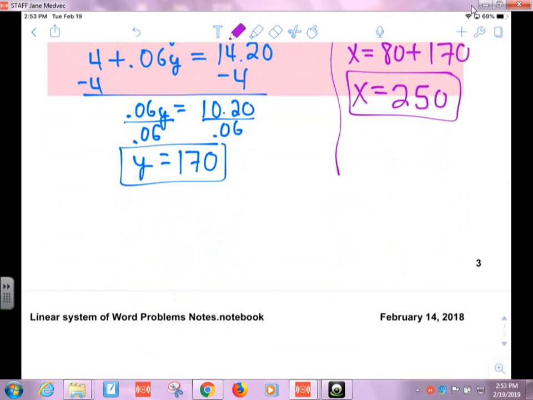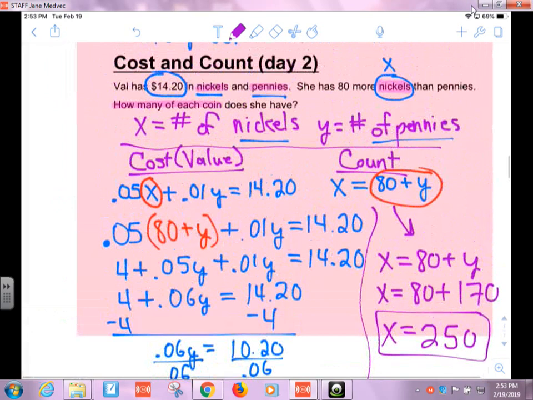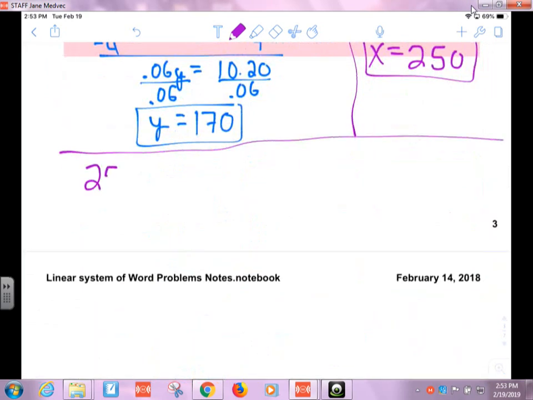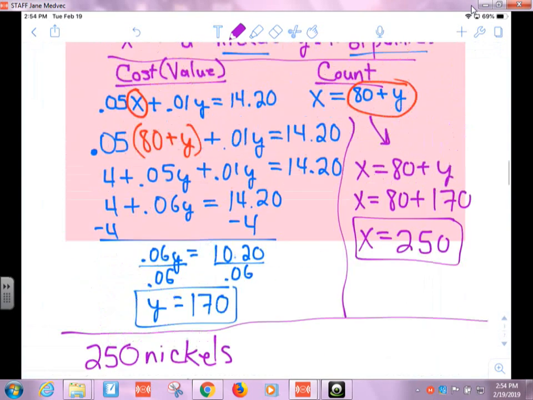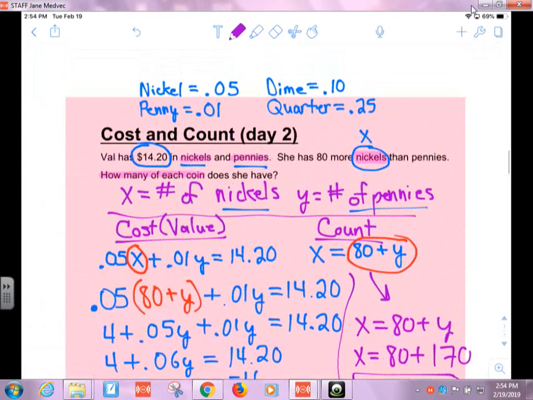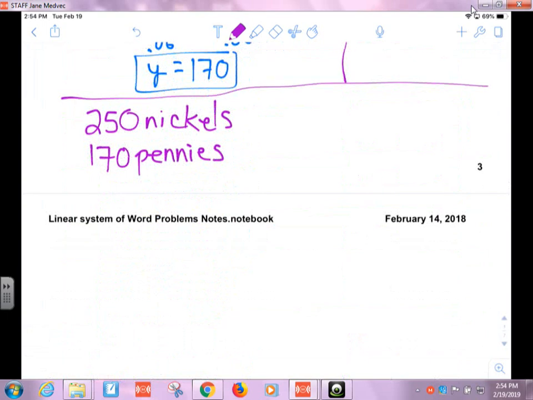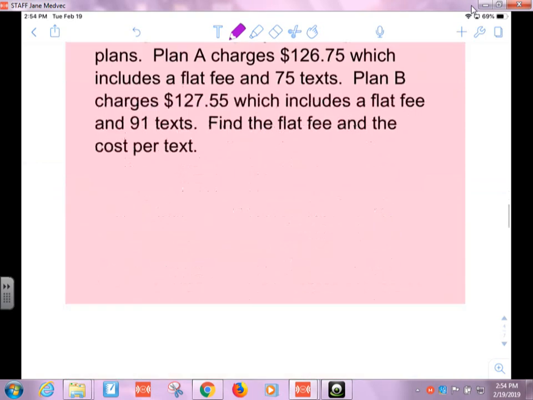Okay, so I solved. The next step, if you look at the steps on how to solve this, what I need to do is label. So if I look at my x was nickels, so I end up with 250 nickels because I'm looking at how many that I have, not the value, and I have 170 pennies. And I go back up, take a look. How many of each coin does she have? I answered that question. I have 170 pennies and 250 nickels.